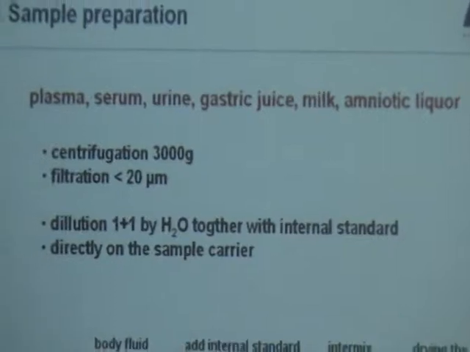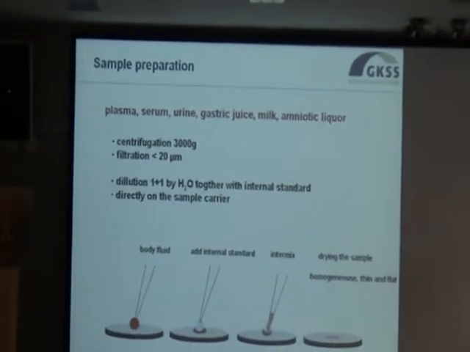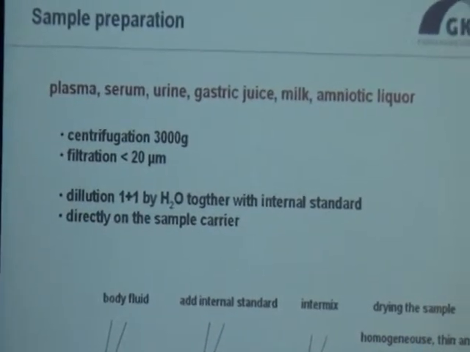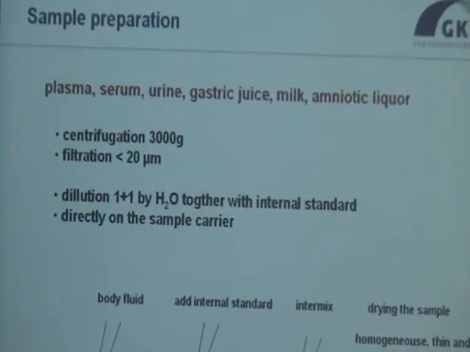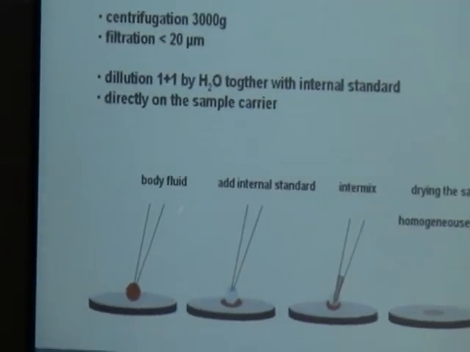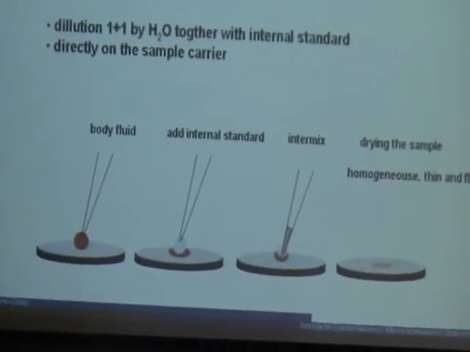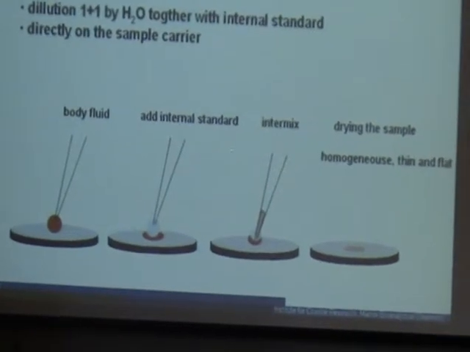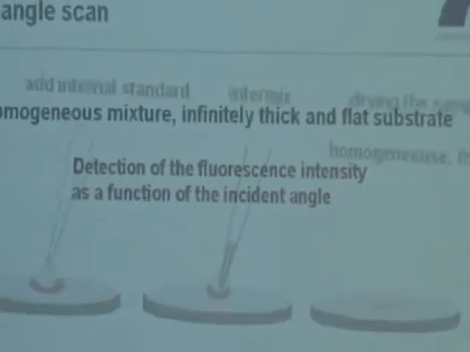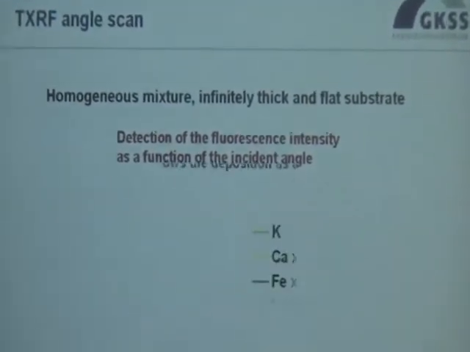So for plasma, serum, urine, and the other body fluids, we try another sample preparation just to get rid of a lot of contamination during the digestion. After centrifugation and filtration, we dilute the body fluid directly on the sample carrier with the internal standard and water, as you can see here. You can do that for nearly every sample.